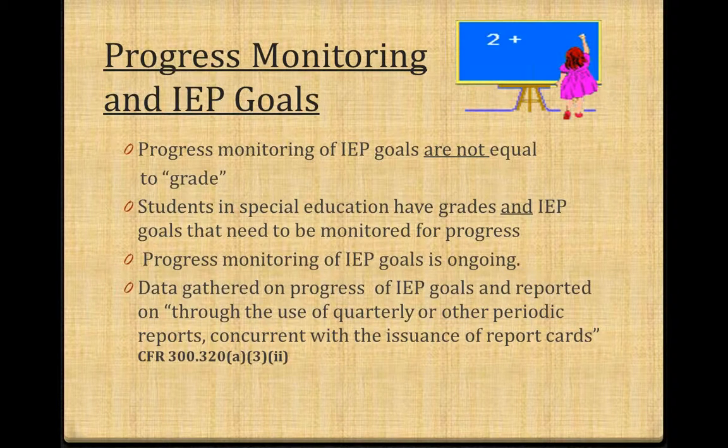Grades are not an adequate measure of progress on IEP goals and objectives. As we have previously discussed, a student may be passing but still be 2 years behind peers in a subject. It is the progress monitoring on IEP goals that will help determine actual student progress toward the goal. On all IEP goals, progress must be reported at least as often as the student receives a report card.